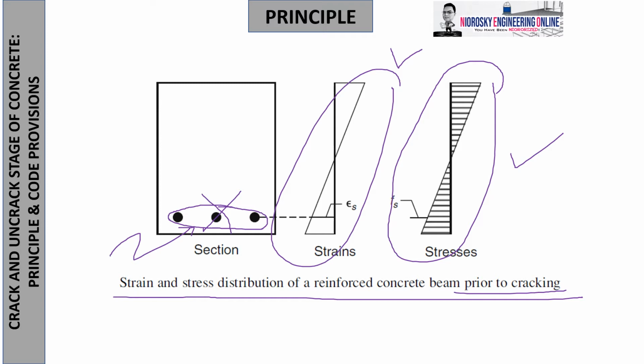Therefore, there can be some concepts here, one of which is that we can neglect the reinforcement, such that the action of the reinforcement does not contribute to the changes of the stresses and the strain of that particular concrete beam. So, how do we know if we need to neglect it or not?